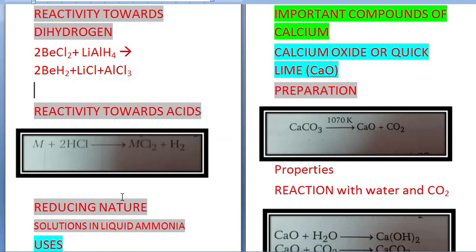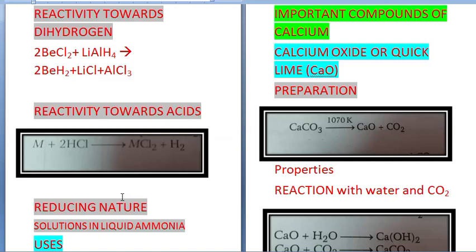Now we come to uses of alkaline earth metals. They have various uses. Beryllium is used in the manufacture of alloys. Copper-beryllium alloys are used in the preparation of high strength springs. It is also used for making windows of X-ray tubes. Magnesium-aluminium alloys are used in aircraft construction. Magnesium is used in flash powders and bulbs.